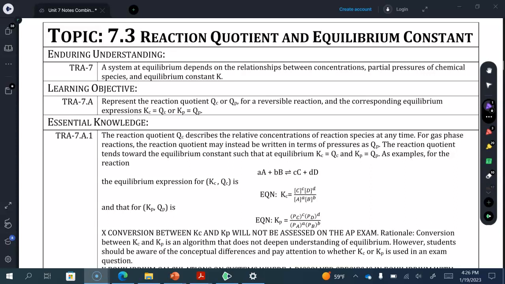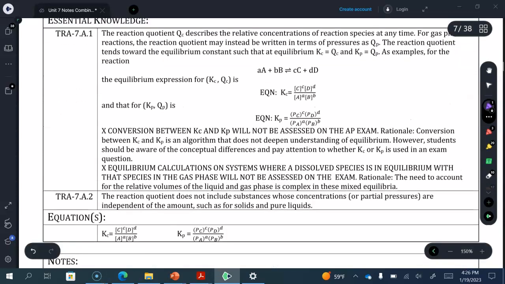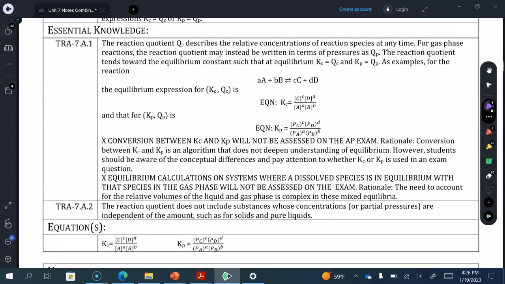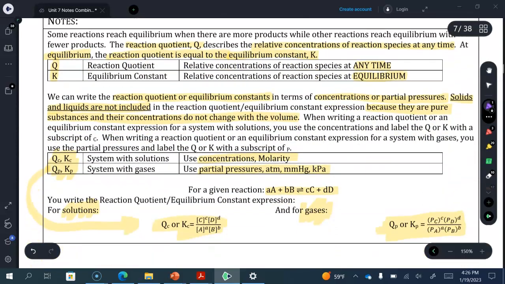By the end of this, you should be able to represent the reaction quotient, QC or QP, for a reversible reaction and the corresponding equilibrium expressions, KC equals QC or KP equals QP. So by the end of this, we should be able to write those. And they give some examples in the expanded part and bring up the equations we're going to learn.